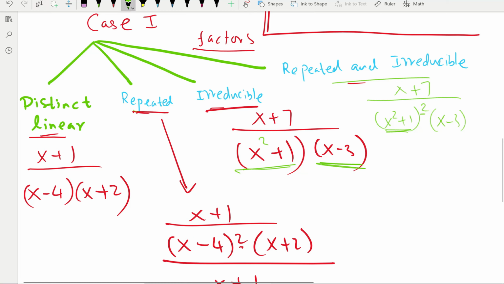Or you might have repeated factors, where one factor is repeated 2 times, 3 times, for example x minus 4 squared or x minus 4 cubed. So that's a repeated factor. Irreducible factor means the power of the factor is larger than 1, and that term cannot be reduced any further. You cannot factor that term further. So that's irreducible. Repeated and irreducible means you get the worst of both cases.